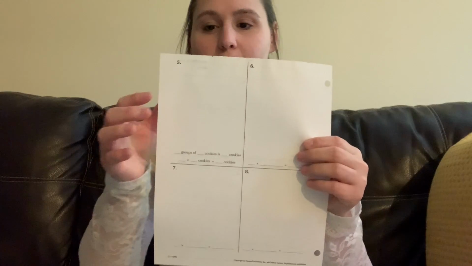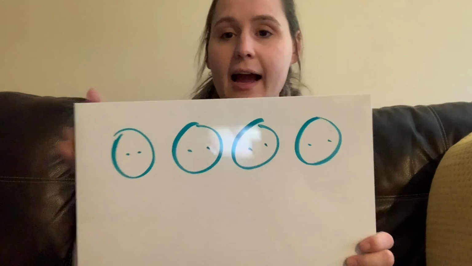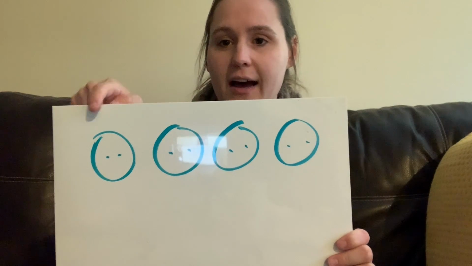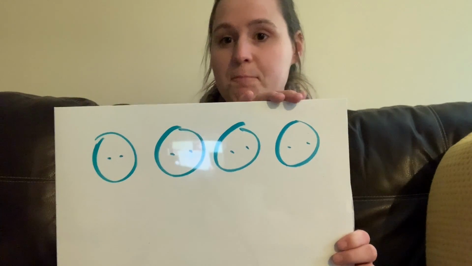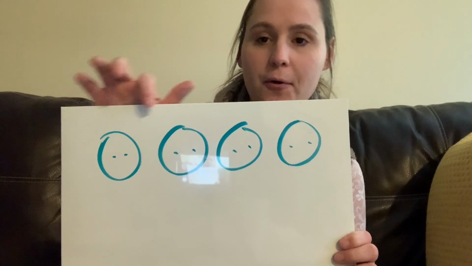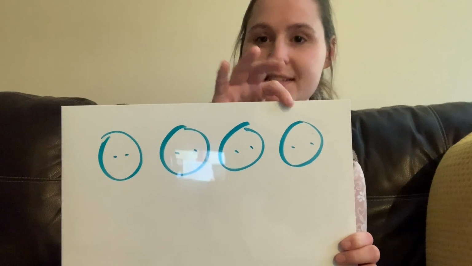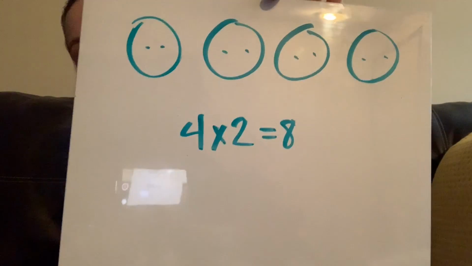Okay, so we're going to start with number 5 on the back. And for that problem, it is there are 4 kids, and each kid gets 2 cookies. So I have my 4 circles, and then I also have my 2 cookies for each kid. So I have 1, 2, 3, 4, 5, 6, 7, 8. And another way we can write that is 4 times 2 equals 8. Put that on the board.